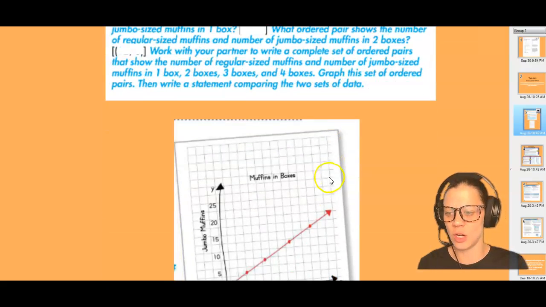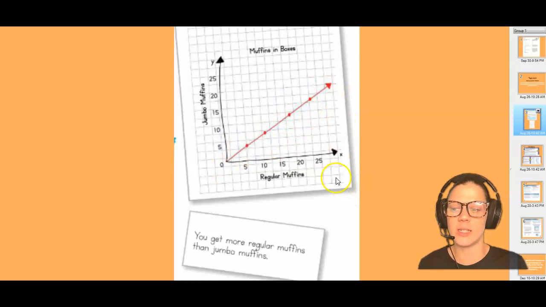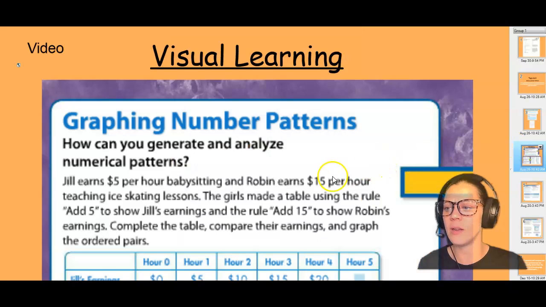If I were to graph this data set, it could look like this. I've got my regular muffins, and I've got my jumbo muffins. And my title of my graph could be muffins in boxes. For one box of regular muffins, I would have 6. And I could just keep showing that data trend set. Let's look at another one.